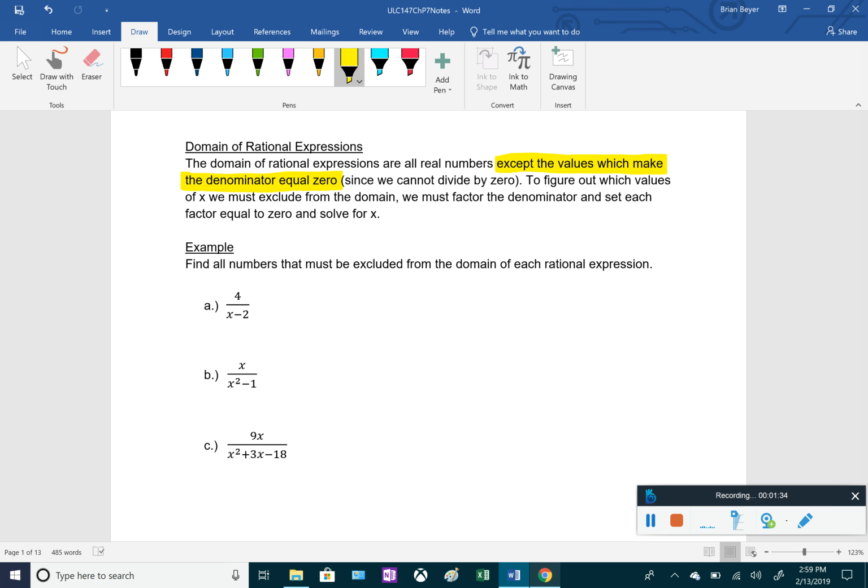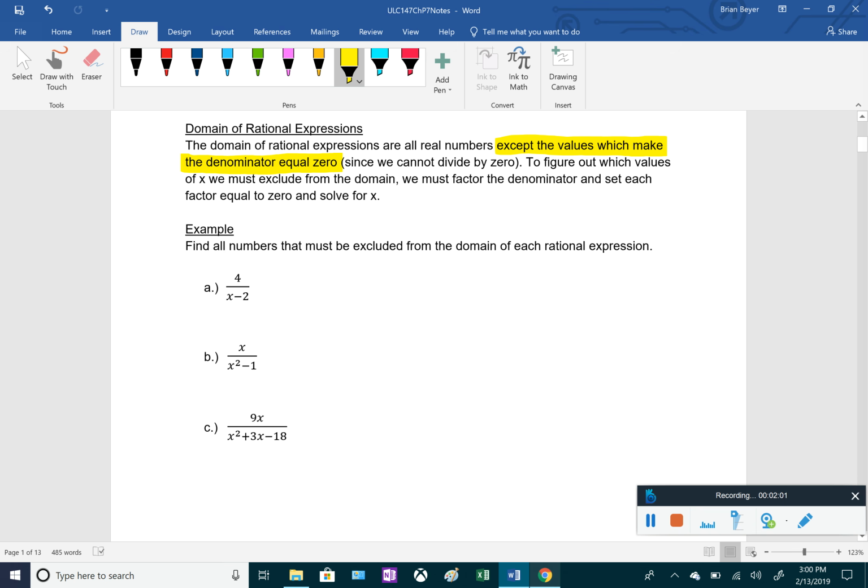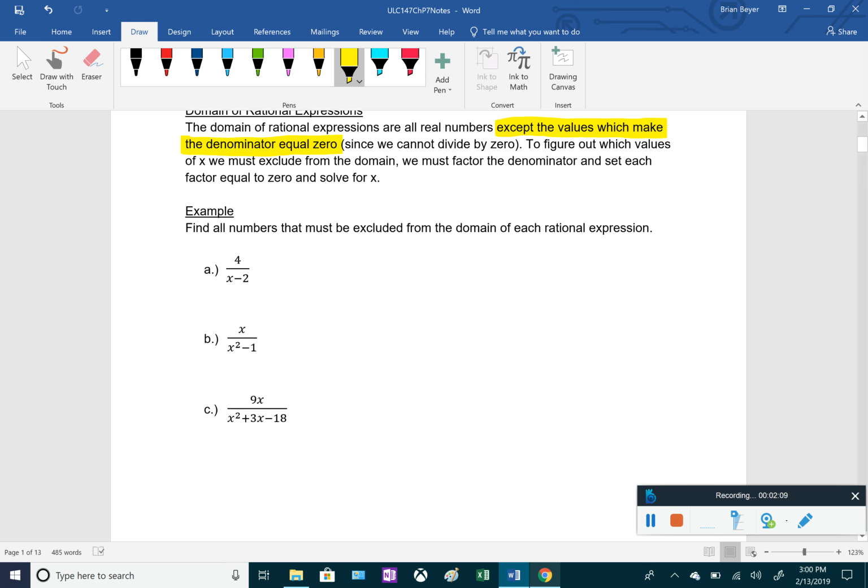So to figure out what these are, we're going to factor the denominator. We did factoring last section. We're going to factor the denominator, and then set each factor equal to 0 and solve to see what value of x will make it equal 0. Technically, we didn't solve those types of equations yet, so I'll explain it as I go. It is important, so I'll do a couple of examples and explain it right now.